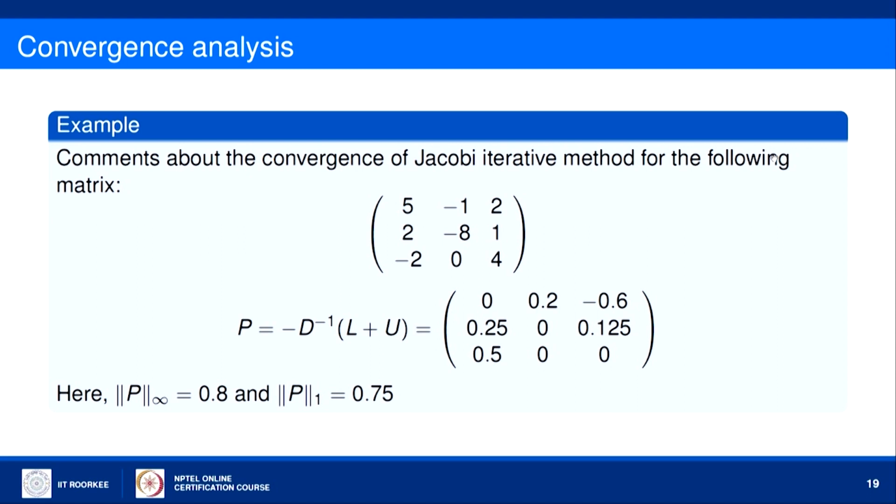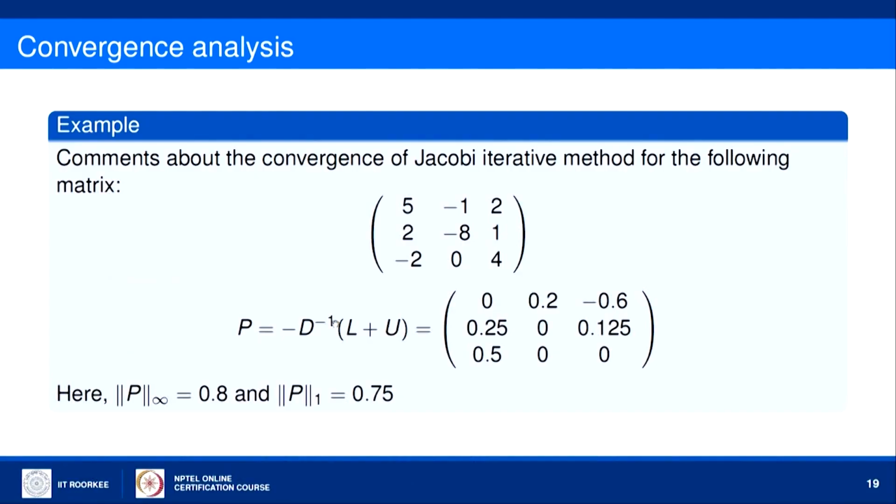So, here this is my coefficient matrix. If you see the coefficient matrix here, the diagonal entry in the first row is 5 and the sum of the absolute values of the other entries is 3. So, 5 is greater than 3, here 8 is greater than 2 plus 1, and here 4 is greater than 2 plus 0. So, it is a strictly diagonally dominant matrix, and hence the scheme will converge.